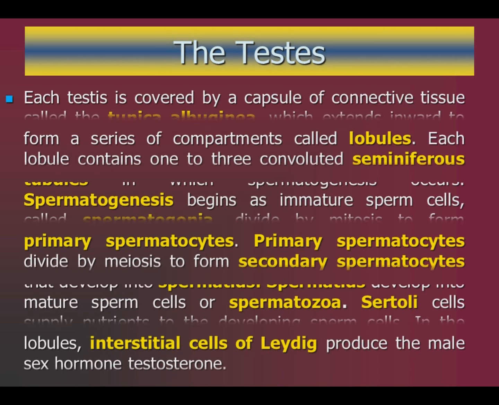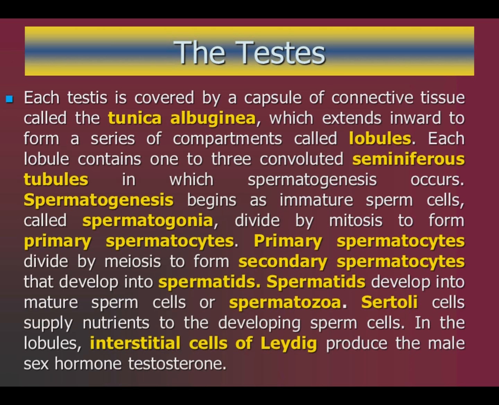The testes. The testes are paired oval glands measuring about 5 cm (2 inches) in length and 2.5 cm (1 inch) in diameter. They are covered by a dense layer of white fibrous connective tissue called the tunica albuginea that extends inward and divides each testis into a number of smaller, internal compartments known as lobules. Each lobule contains 1 to 3 tightly coiled tubules called the convoluted seminiferous tubules. These seminiferous tubules actually produce the sperm by a process called spermatogenesis.